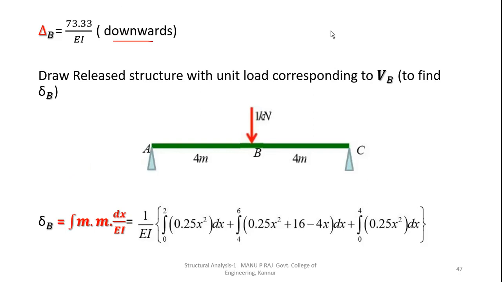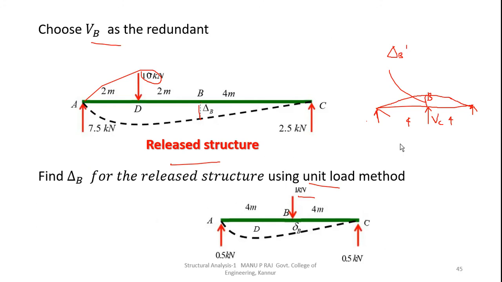And to find out that deflection delta B dash, first we will apply only 1 kilonewton load. Then we will find out the deflection delta B. If the unit load is applied in the downward direction, then we will get some deflection delta B.